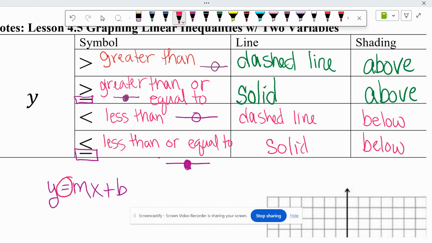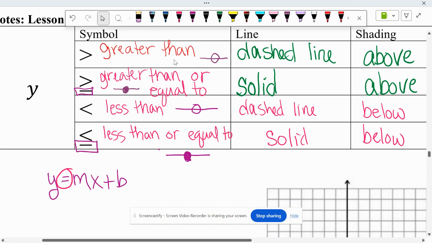Seamus, pick your head up. It's not nap time. Okay.